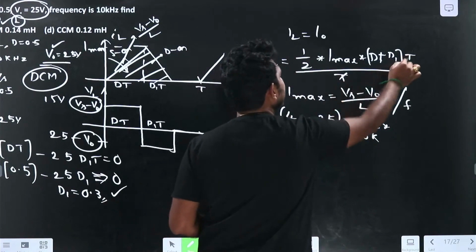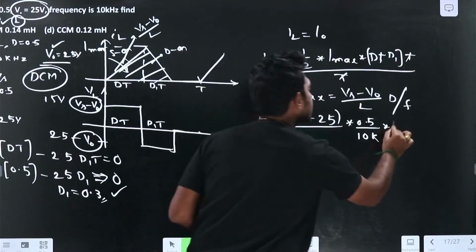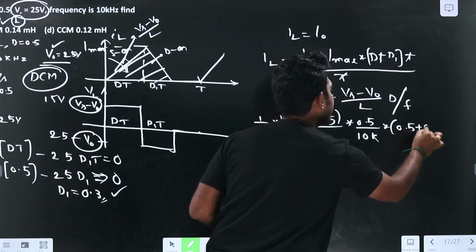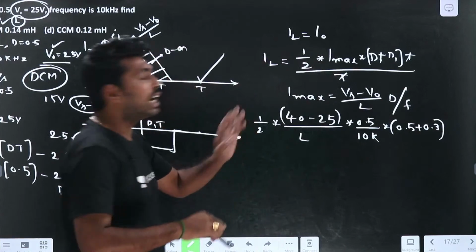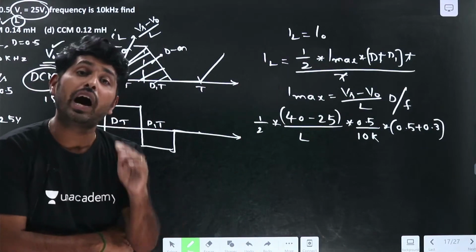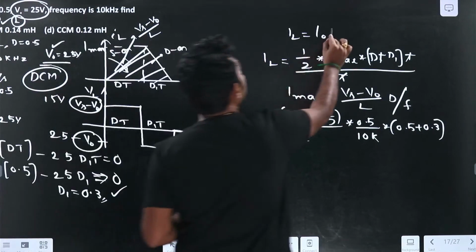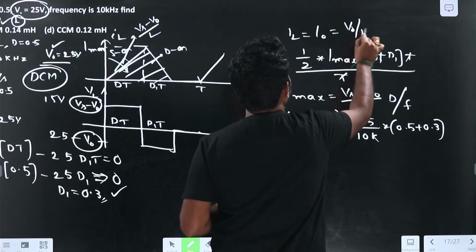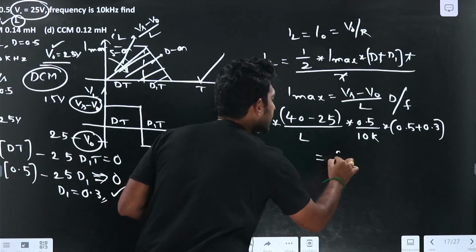In this, T and T will get cancelled out, into D plus D1, which is nothing but 0.5 plus 0.3. So we got the IL waveform, which is equal to I naught. I naught equal to V naught by R. So V naught is given as 25 volts.